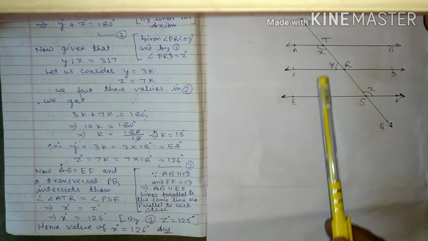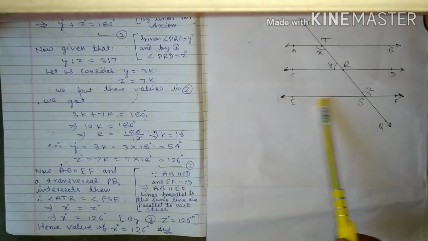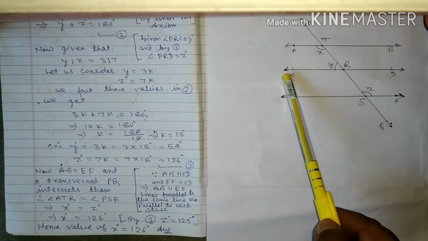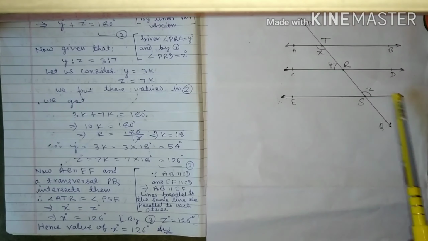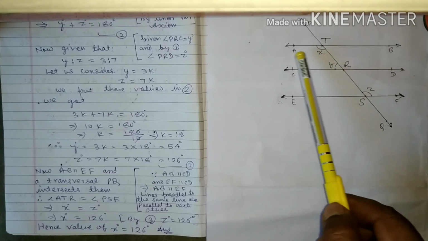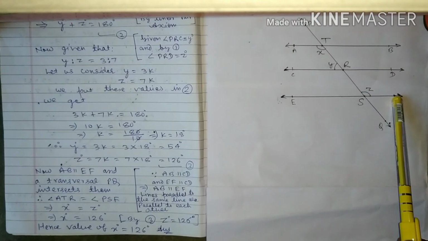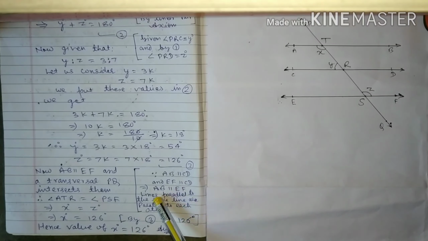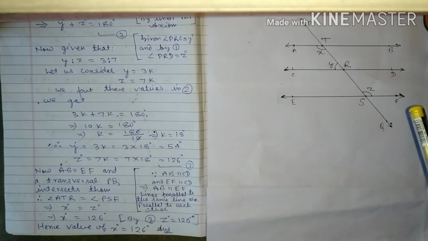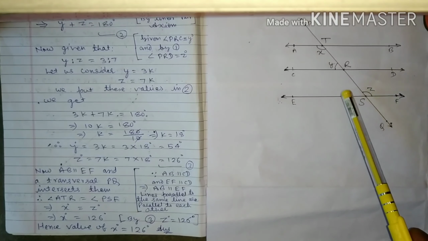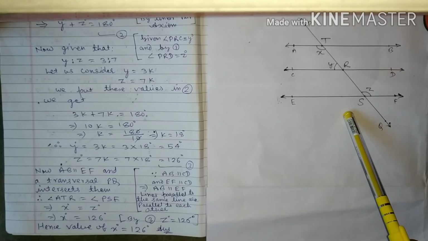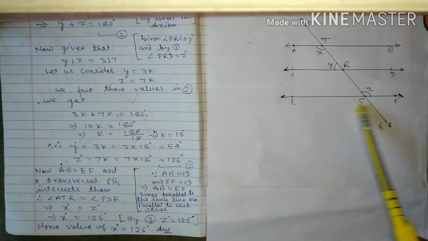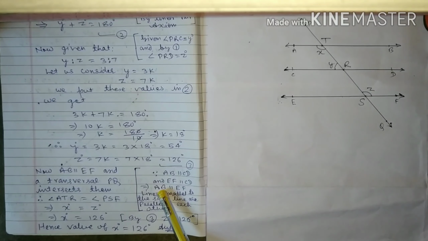Now, AB parallel to EF. Why is AB parallel to EF? Since AB is parallel to CD and EF is also parallel to CD, it implies that AB is parallel to EF. Why? We know that lines parallel to the same line are parallel to each other. Since AB parallel to CD and EF also parallel to CD, so we get AB parallel to EF by this property.